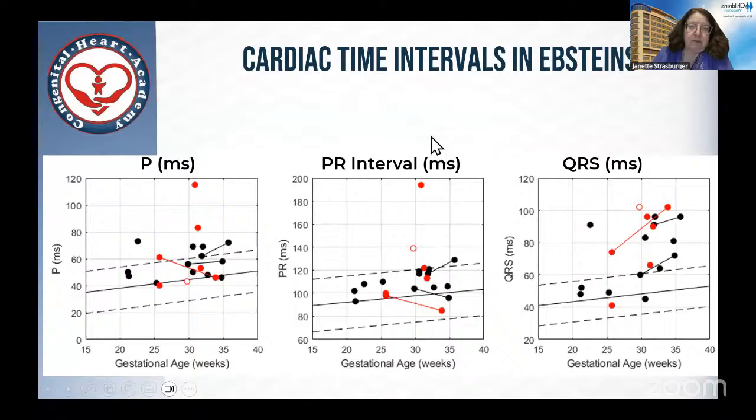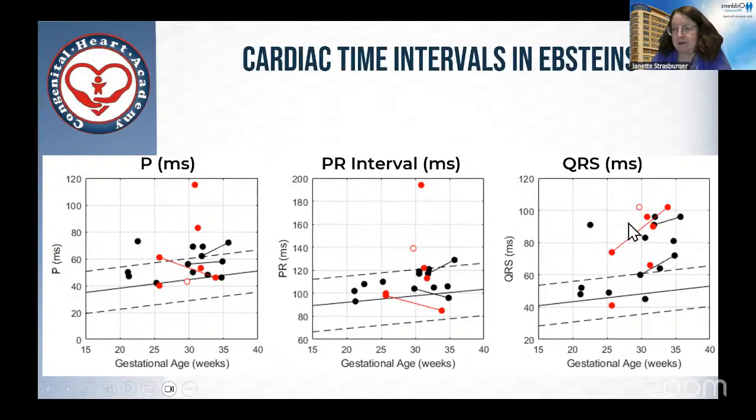So these are the cardiac time intervals. The patients often had wide P waves. The ones in red are the babies that died, and the ones that are in red with a white circle are the ones that had flutter. So the PR interval was prolonged. The QRS was above 80 milliseconds in all but one. And what you'll notice is that over time, between the second and the third trimester, the QRS gets wider.